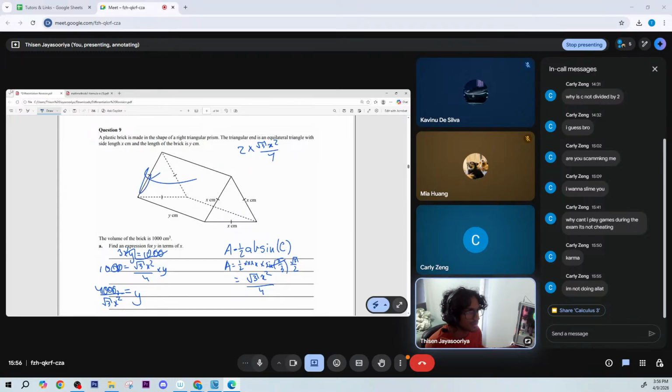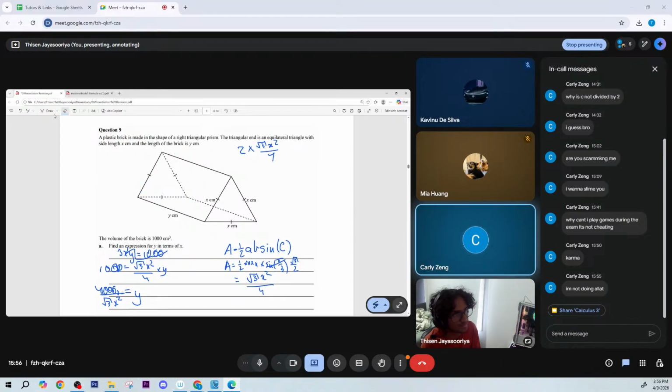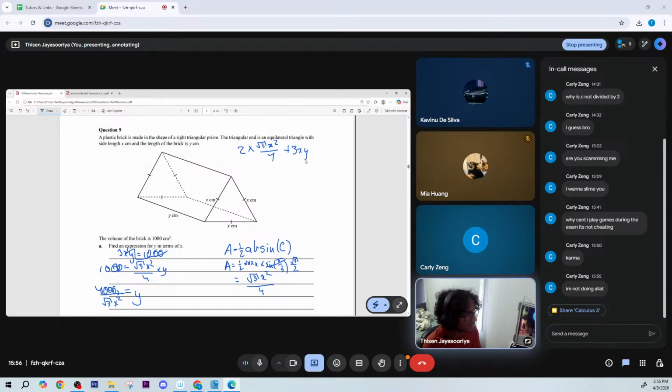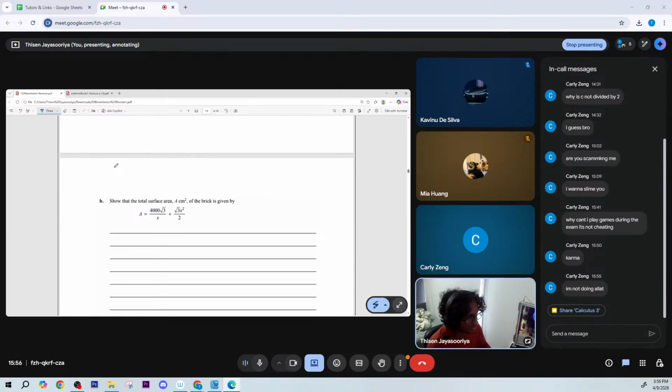Yeah. What else? Then also 3 times x times y. Yeah, so 3 times x times y. So that's the surface area of that one. So I usually write surface area using SA.